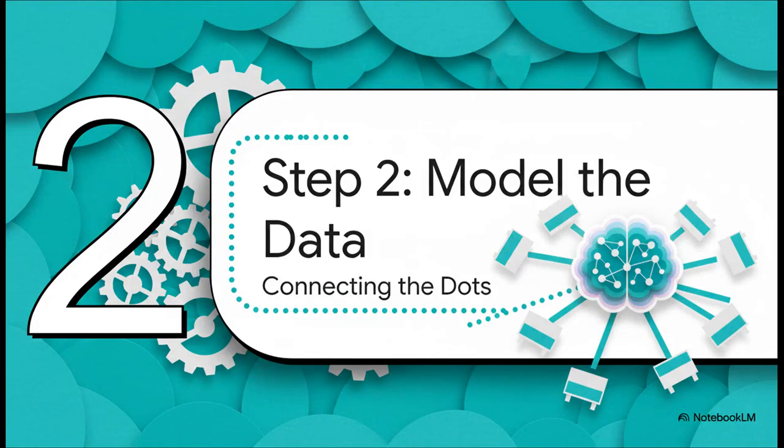Okay, so our data is clean and reliable. What's next? We move to the next crucial step, building the data model. This is where we stop thinking about individual, separate tables of data and start connecting them, essentially creating a cohesive brain for our whole report.